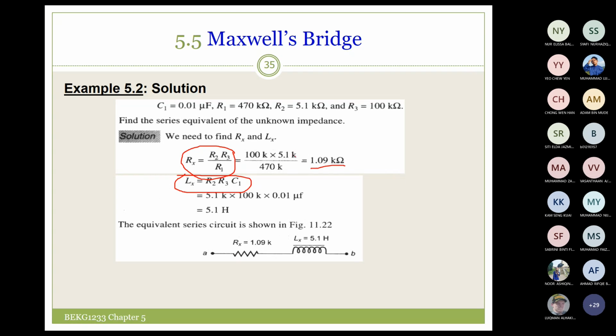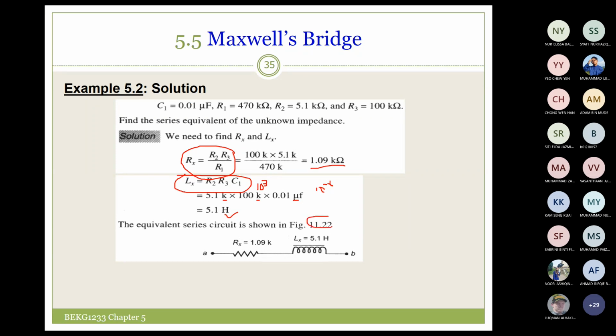You can put the values in, just make sure you consider all the units, because here is kilo ohm and here is micro, kilo and micro, and you need to consider that micro is 10 to the power of -6, right? And k is 10 to the power of 3. Then you can get the value for the Lx. So please consider all the units.